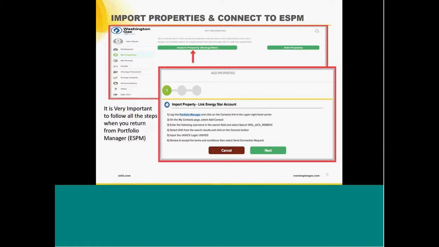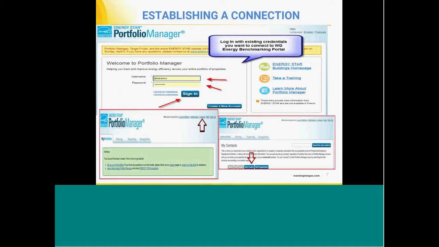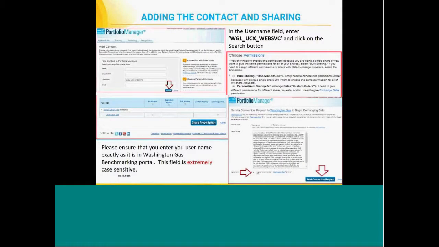So I'm just going to go over some of the steps in detail. So first up, you need to log into Energy Star Portfolio Manager here, and then go to the Contacts button, which you see on that bottom left graphic. After you click on Contacts, select Add Contact. After you select Add Contact, input the Washington Gas vendor username. This is all caps, and it's very specific, so it's WGL_UCX_WEB_SVC, and then click on Connect.